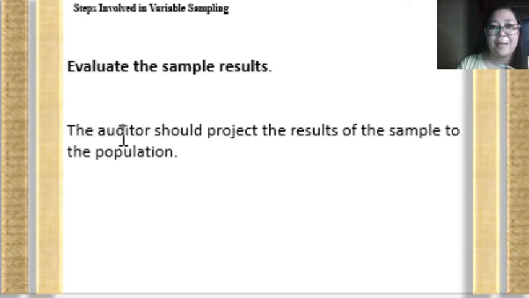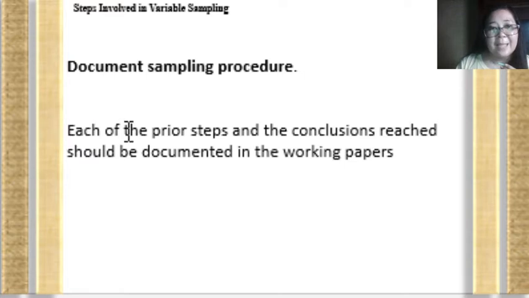Then after that, he will evaluate the sample results. Okay, so the auditor should project the results of the sample to the population, if indeed the results can be inferred to the population. And lastly, he has to document the sampling procedures. Okay, of course, this is very important.